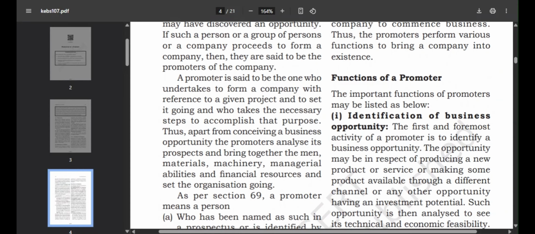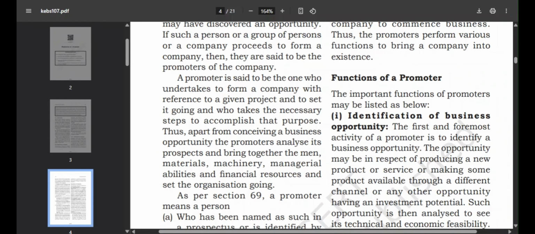So, apart from conceiving a business opportunity, the promoter analyzes its prospects. Promoter just doesn't make a business opportunity. It also analyzes what are its prospects, how is it, will it be beneficial, will it be something that will have a continuity. And they also bring together the men, material, machinery, managerial abilities, and financial resources, and set the organization going.